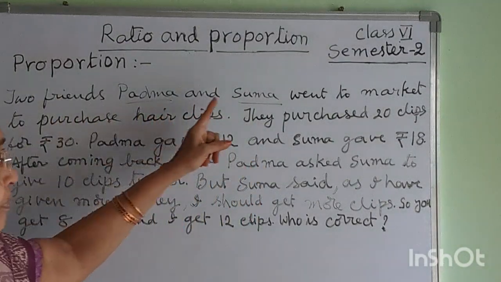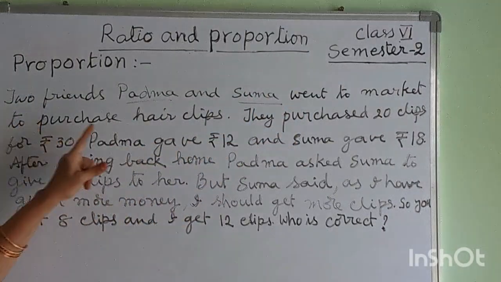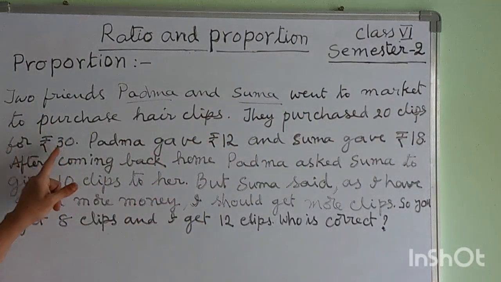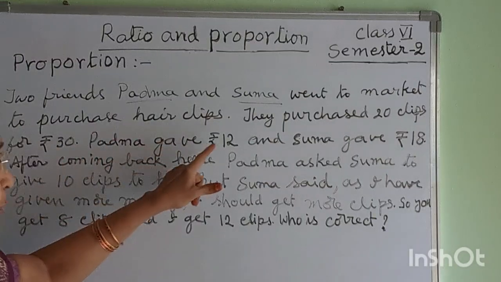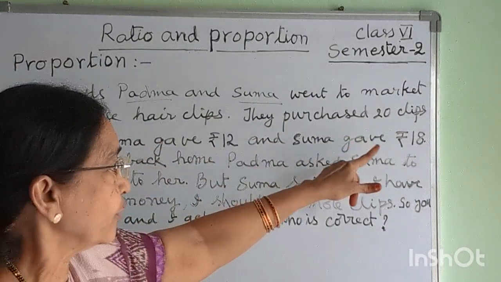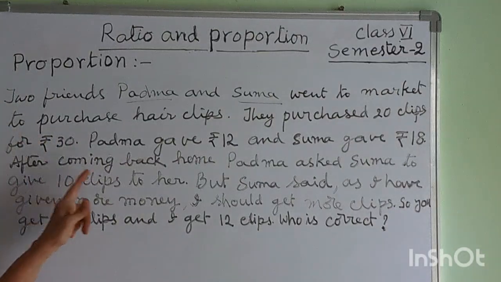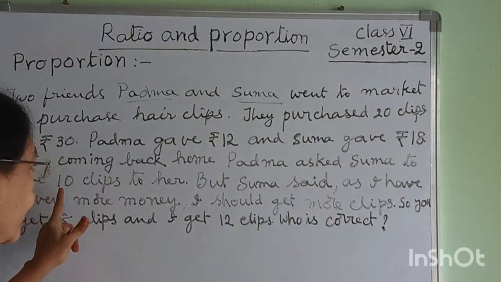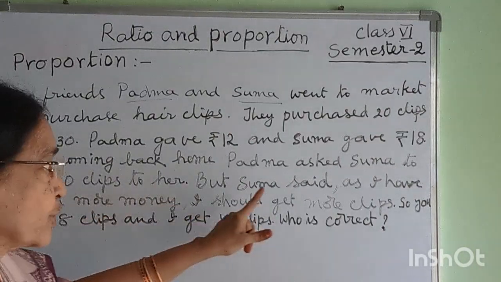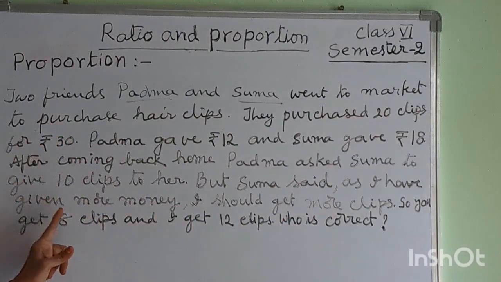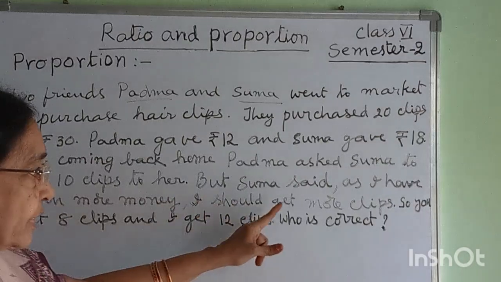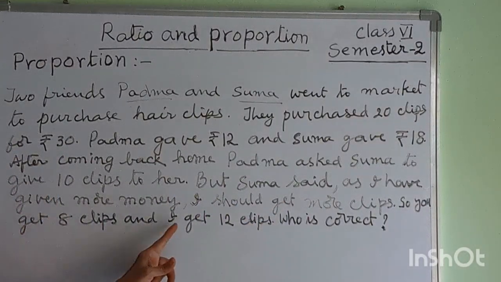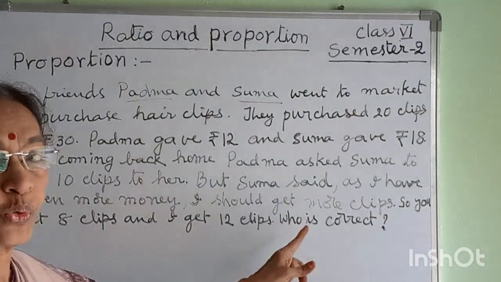Two friends, Padma and Suma, went to the market to purchase hair clips. They purchased 20 clips for 30 rupees. Padma gave 12 rupees and Suma gave 18 rupees. After coming back home, Padma asked Suma to give 10 clips to her. But Suma said, as I have given more money, I should get more clips. So you get 8 clips and I get 12 clips. Who is correct?